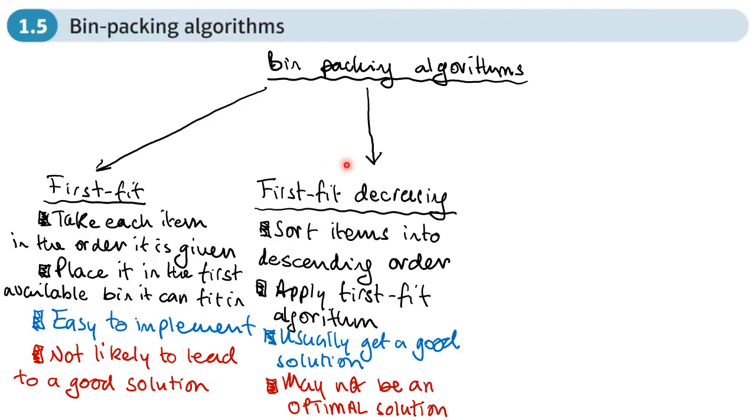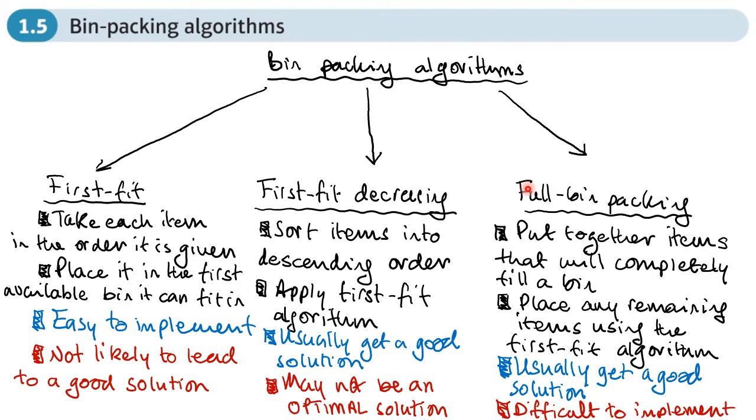So this algorithm is what we call the first fit decreasing algorithm. Now, the only difference between this and the first fit algorithm is the first step is to sort the items into descending order first, and then we apply the first fit algorithm. So there's this extra step before we use it. The advantage is that we usually get a good solution, a better solution than the first fit, but it may not be an optimal solution.